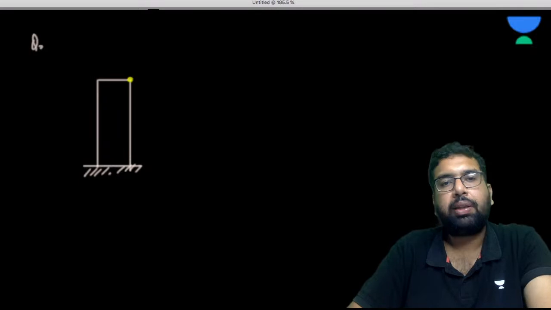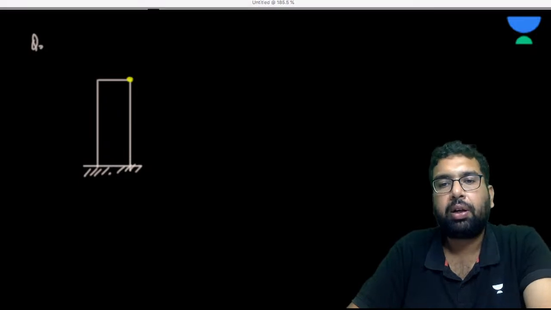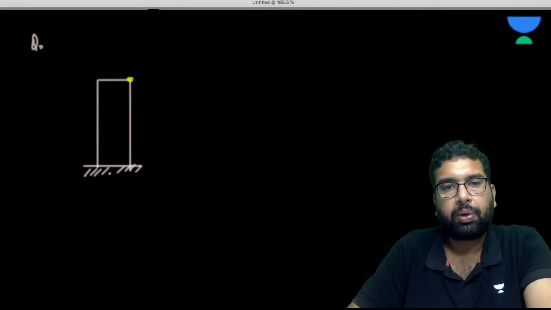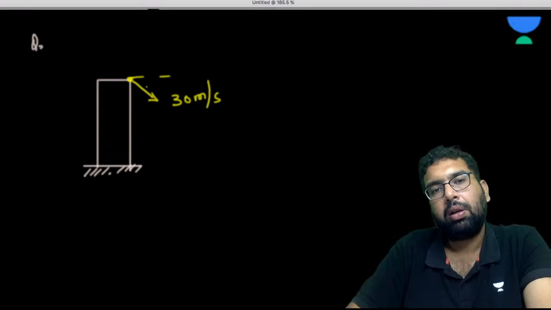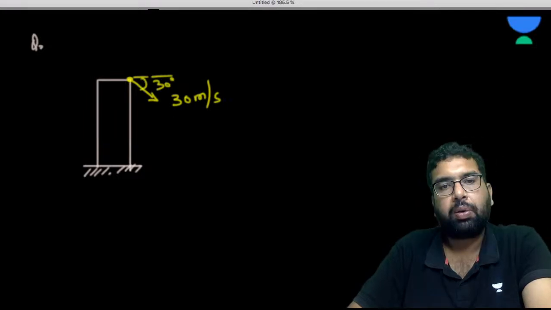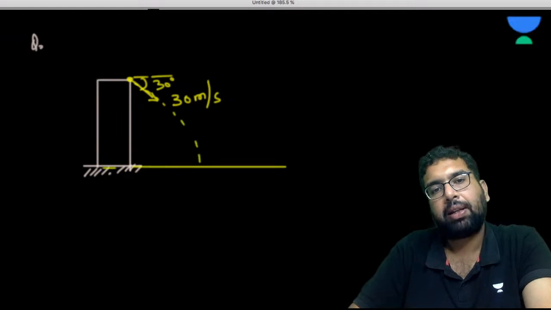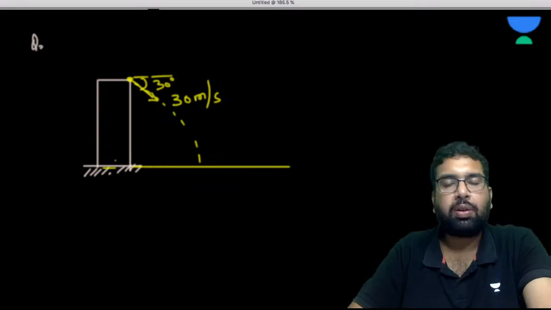Now it is not always necessary that we throw something horizontally or upwards only. We could throw it like this also. Let's suppose we throw it at 30 meter per second, making an angle of 30 degree with the horizontal. Now how is it going to strike there? It will strike like this. In this case also you can find all these things or not.